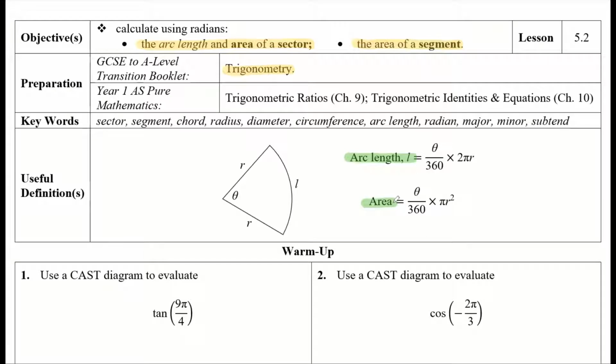Right, so let's get started. Could you please pause the video and try the 4 warm-up questions? All right, and let's have a look at the solutions.